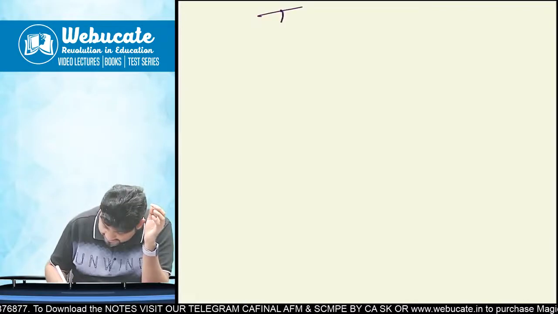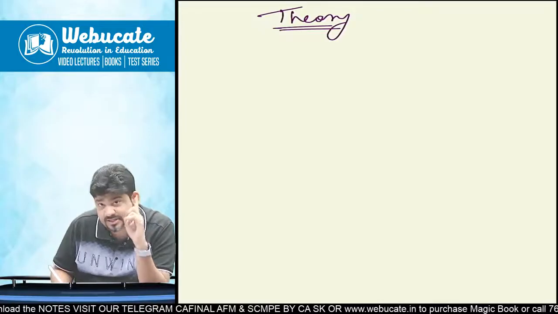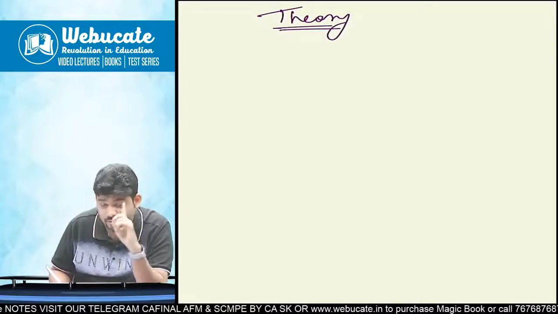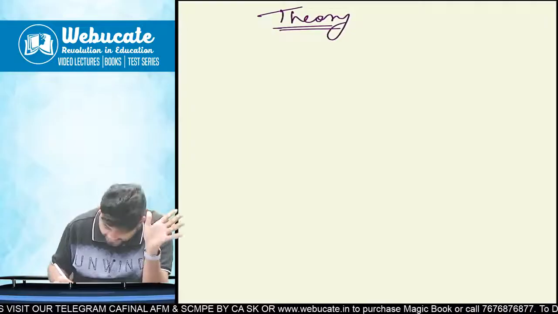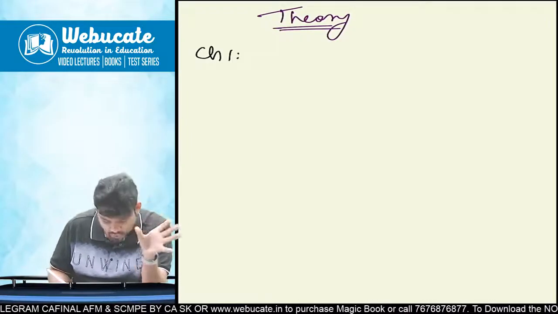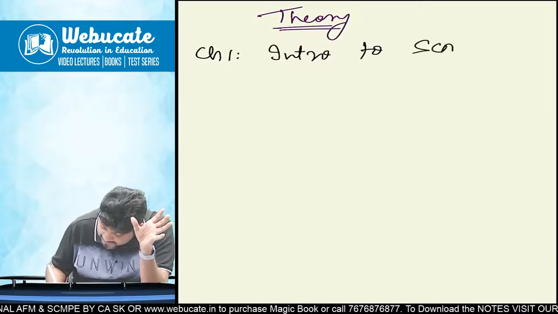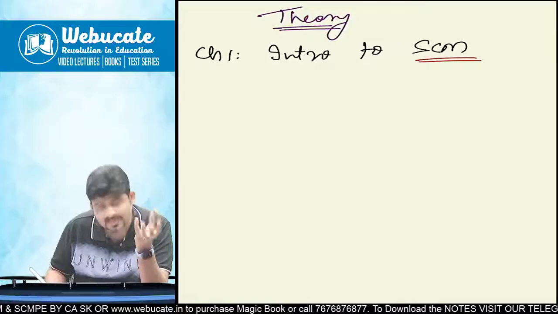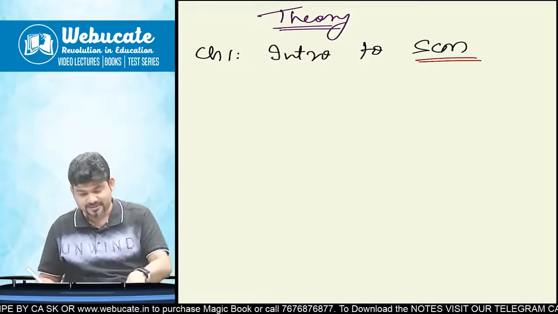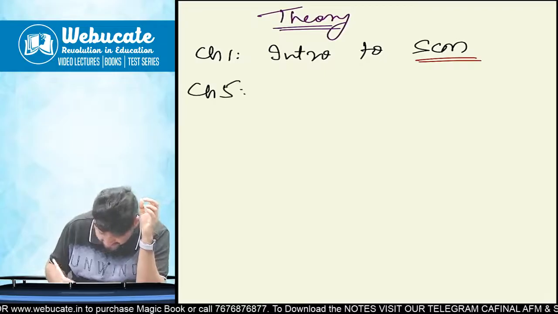Now, what are the chapters which are based only on theory? Please write it down along with me. I know there's an index available with you. Don't get into that trap; you have to write. Chapter number 1 is exclusively theory, and the name of the chapter is Introduction to Strategic Cost Management. Obviously, the basic concept setter. Then we have chapter number 5, which is exclusively theory.